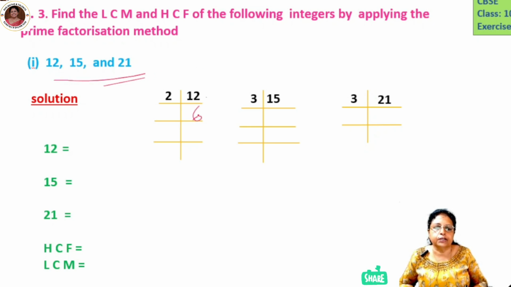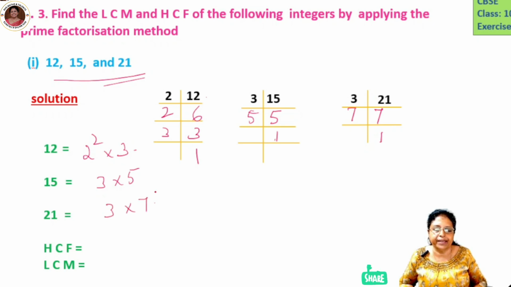2 6s are 12. Then 2 3s are 6. 3 is a factor. Then 1. So 12 is 2 square times 3. 15 is divided by 3. 3 5s are 15. 5 1s are 5. So 3 times 5. Then 21. 3 7s are 21. 7 divided by 7, 1. So 3 times 7.